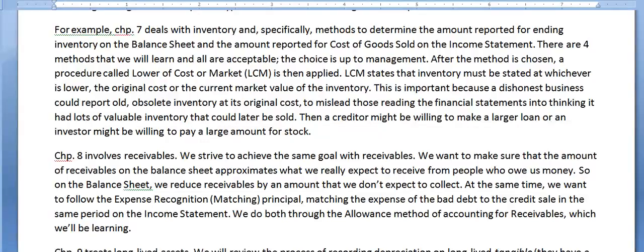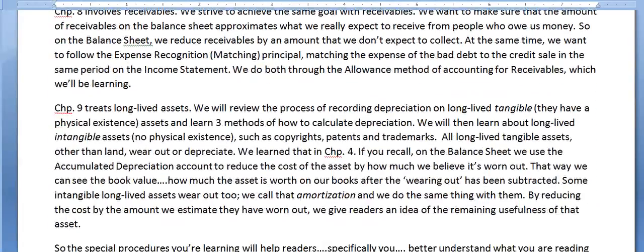Chapter 8 involves receivables. We strive to achieve the same goal with the receivables. We want to make sure that the amount of receivables on the balance sheet approximates what we really expect to receive from people who owe us money. So on the balance sheet, we reduce receivables by an amount that we don't expect to collect. At the same time, we want to follow the expense recognition or matching principle, matching the expense of the bad debt to the credit sale in the same period on the income statement. We do both through the allowance method of accounting for receivables, which we'll be learning.